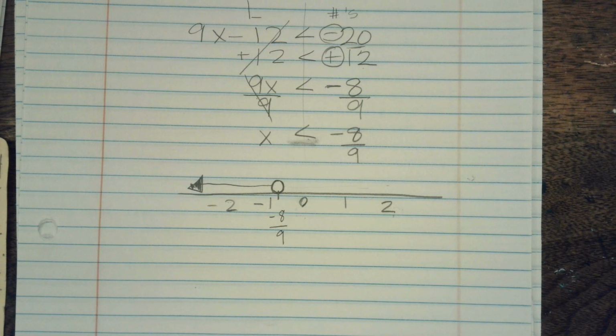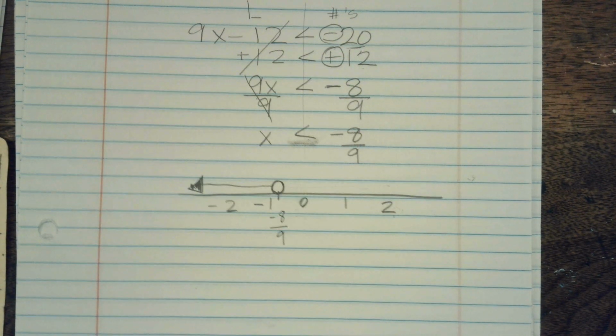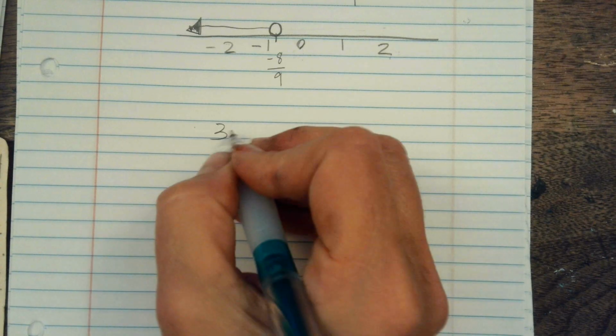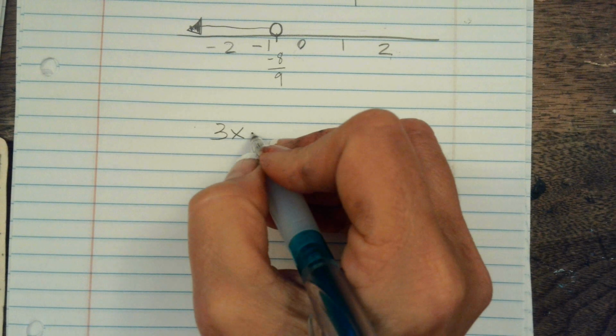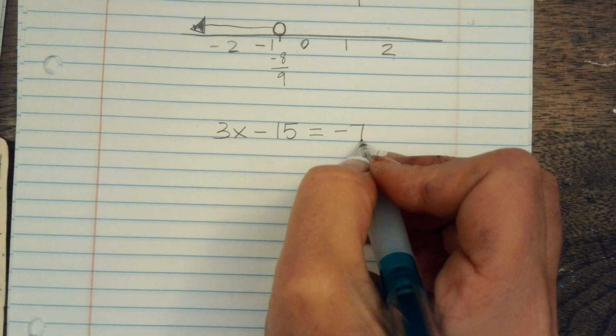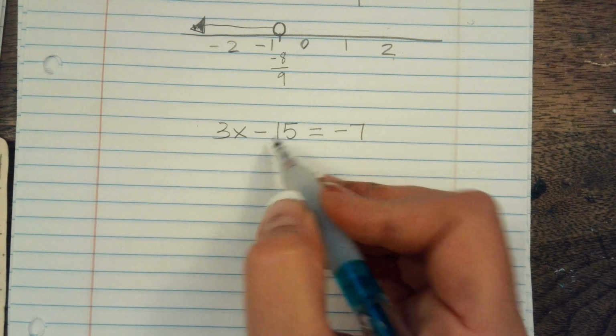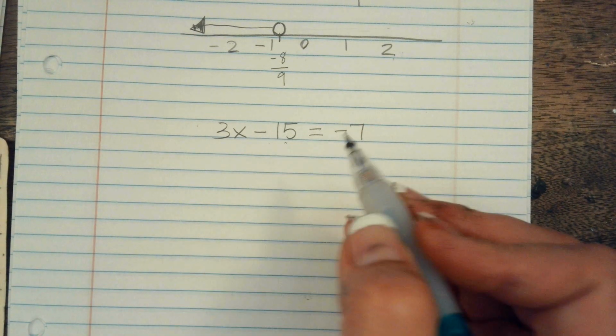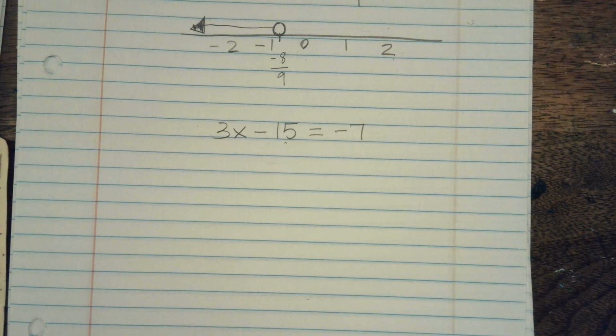Another one I have is 3x minus 15 equals negative 7. So 3x minus 15, right? Yeah. Okay, so what's our first step? First, you have to get the numbers and letters on 2 different sides. Exactly.